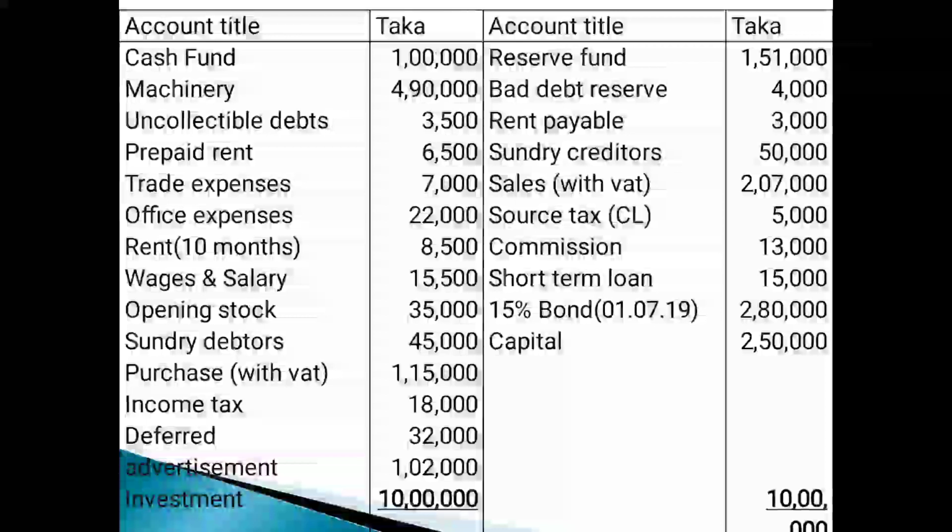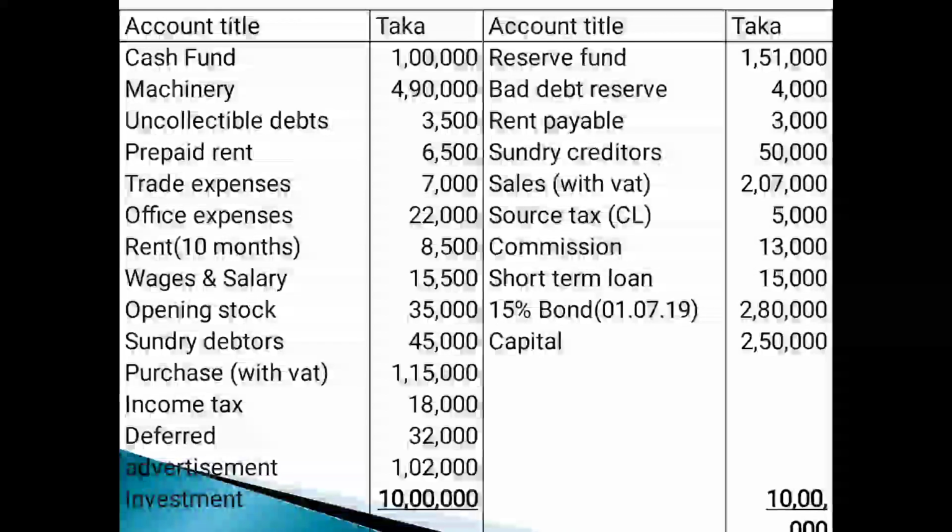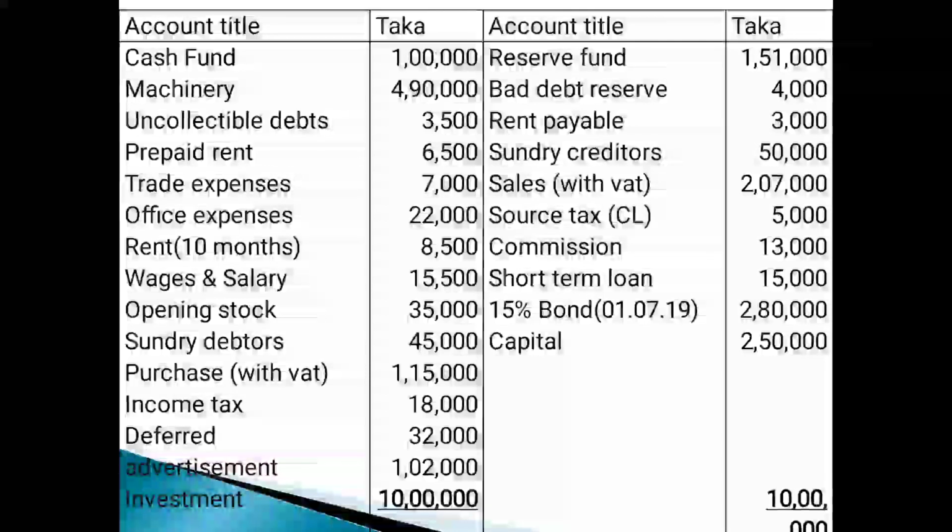Trade expenses taka 7,000. For this method, it is treated as direct expenses. Otherwise it is treated as operating expenses when we are not recording the office expenses in the business. So at this time office expenses is available, so trade expenses is treated as direct expenses and office expenses is treated as operating expenses in this business.